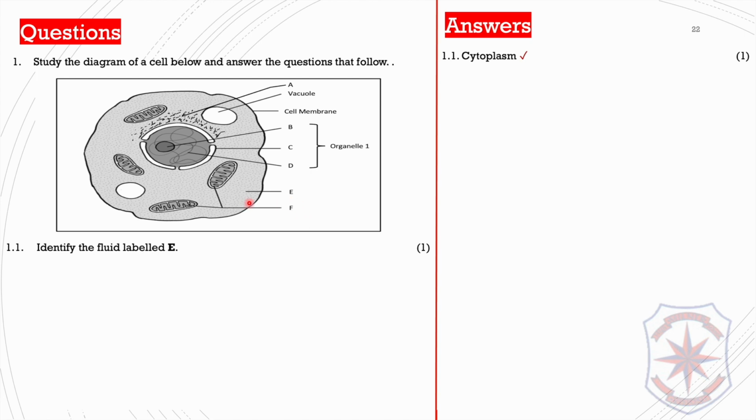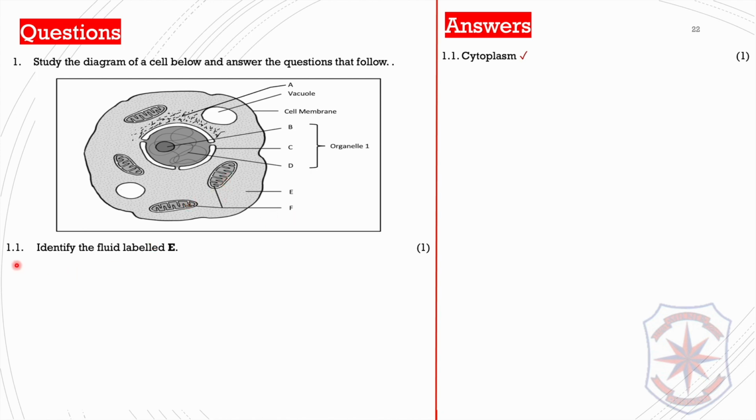We go to E. When we check E, the label line is indicating a random void in the cell. So I submit that is the cytoplasm. And then we have these two organelles over there. I submit that they cannot be the chloroplasts, because remember, this is an animal cell. Why do I say it is an animal cell? It does not have a cell wall. Therefore, these cannot be chloroplasts. What could they be? These are the mitochondria.